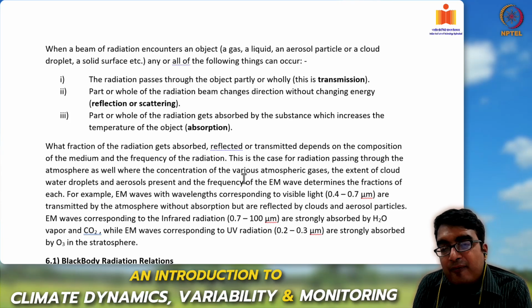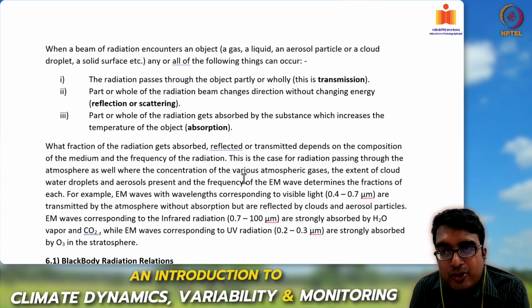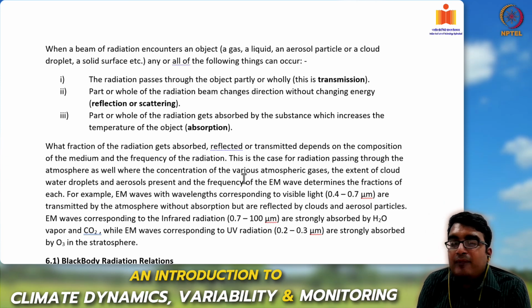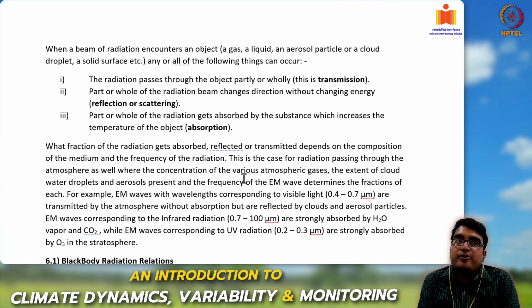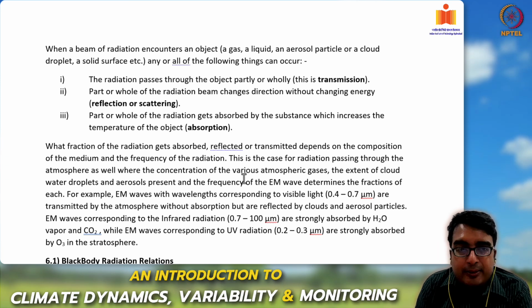So, when a beam of radiation encounters an object, a gas, a liquid, an aerosol particle, or a cloud droplet, etc., any or all of the following things can occur. The radiation passes through the object partly or wholly. This is called transmission. If transmission is 0, it's a perfectly reflecting and absorbing medium.